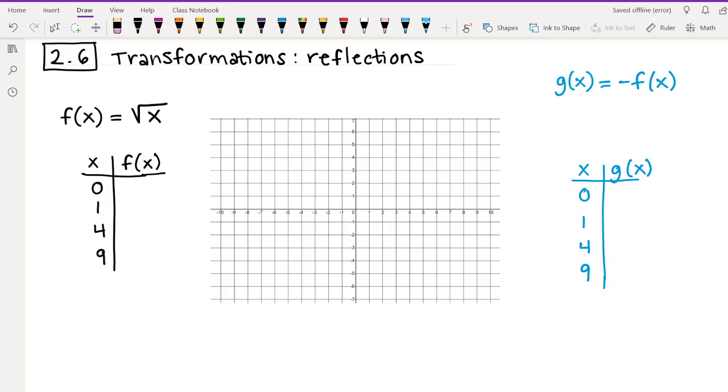And so in this video, we're going to be talking about another type of transformation called a reflection, or another word for it will be a flip. So we're basically going to be flipping our graph either over the x-axis or the y-axis.